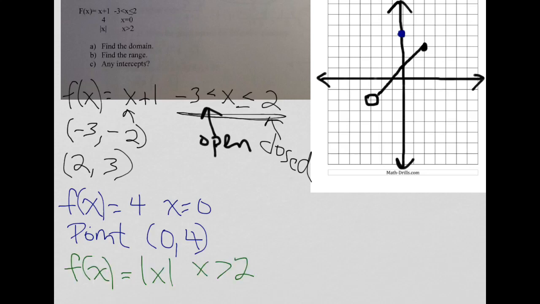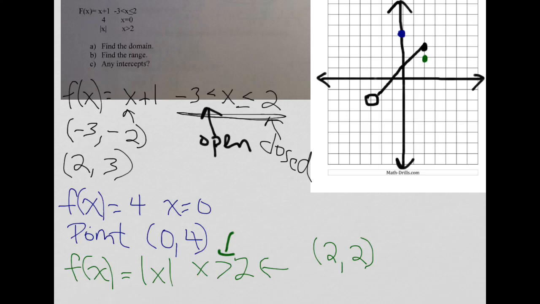Okay, the last line is f of x equals the absolute value of x when x is greater than 2. We all know an absolute value graph looks like a V shape starting at the origin. Here they're telling us that this absolute value graph starts at 2. So we know the absolute value of 2 is 2. So let's go ahead and plot that one. 2, 2, right there. And it says all my x's have to be greater than 2.